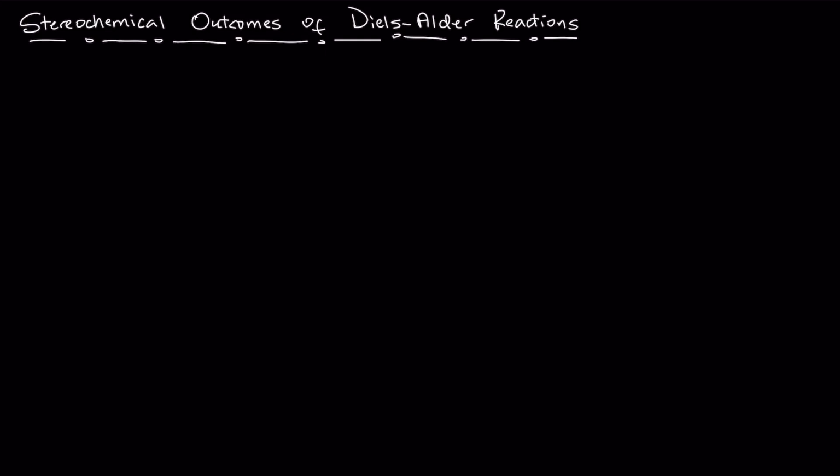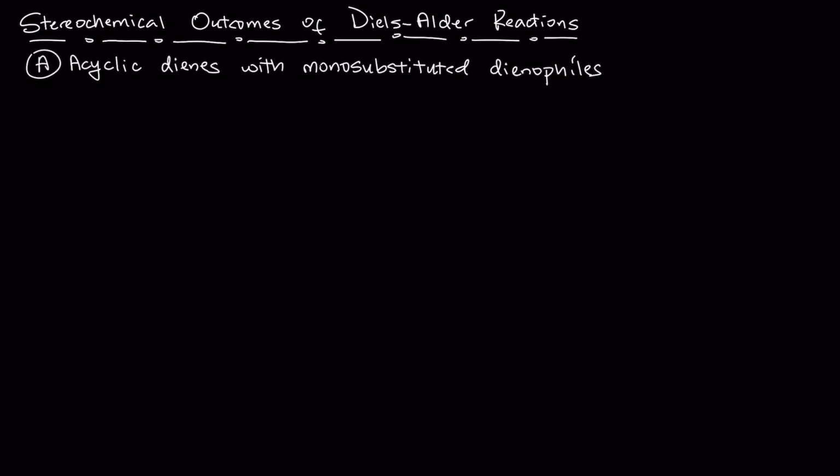Okay, so now in the last part of this video, we're going to focus on the stereochemical outcomes of Diels-Alder reactions. And we're going to classify stereochemical outcomes based on three scenarios of Diels-Alder reactions. In the first scenario, we're going to focus on acyclic dienes, so dienes that are not in a ring, with monosubstituted dienophiles. So here are two reactant examples, and we see that our dienophile has one substituent on it, which is an electron withdrawing group, which we've already asserted makes a good dienophile.